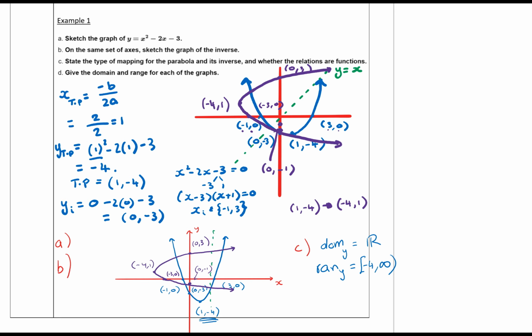For the purple line, the domain of the inverse is going to be the old range. That's going to be -4 to infinity. And we can see that because the least x value is -4. The range, however, is going to be reals, because we've swapped our x and y. So the reason why this is quite wordy and mentions whether the relations are functions is because this kind of question cannot just say, find the inverse function. The inverse function doesn't exist because the original y was not one-to-one.